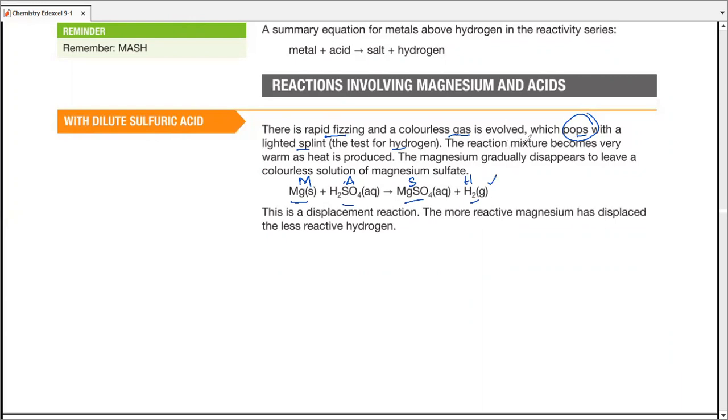So students enjoy it. The reaction mixture becomes warm as heat is produced. The magnesium gradually disappears. It leaves us a colorless solution. Why? Because the salt makes a colorless solution. But remember, this is a salt of a normal element.